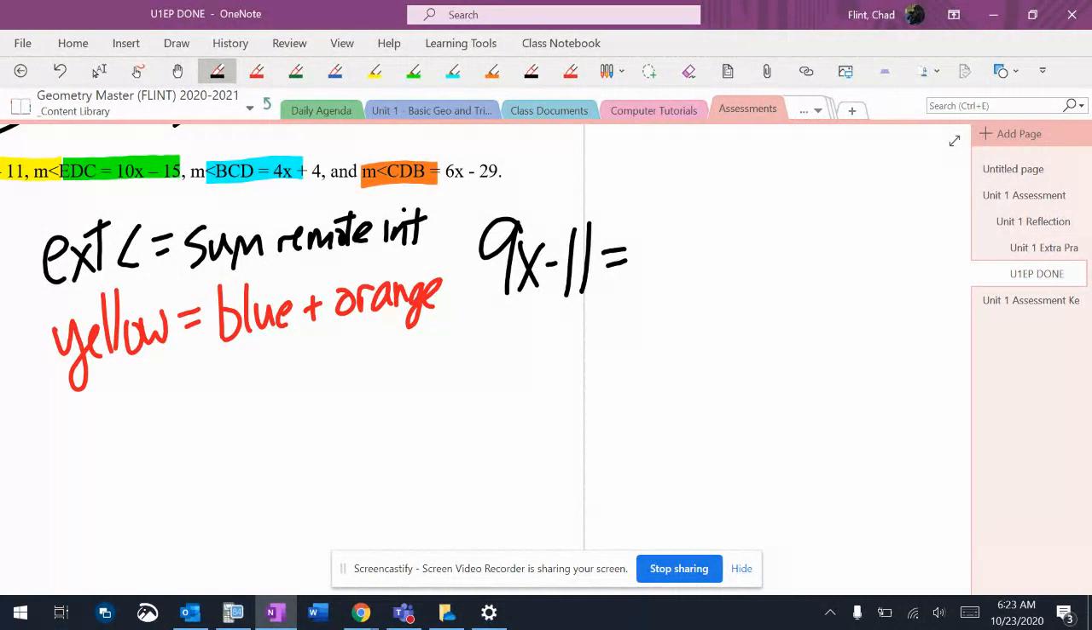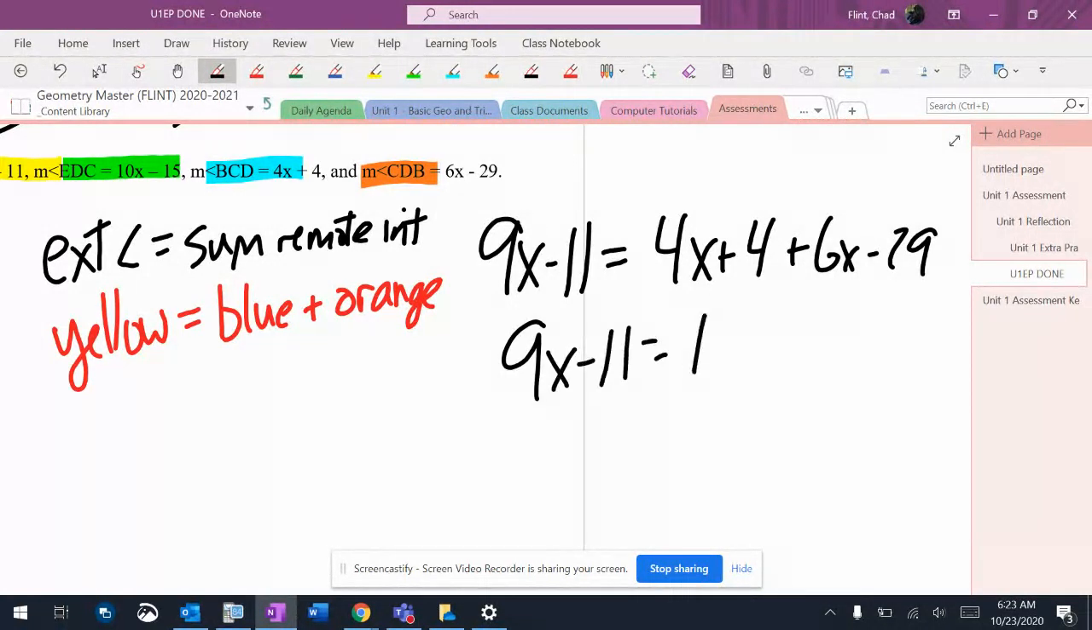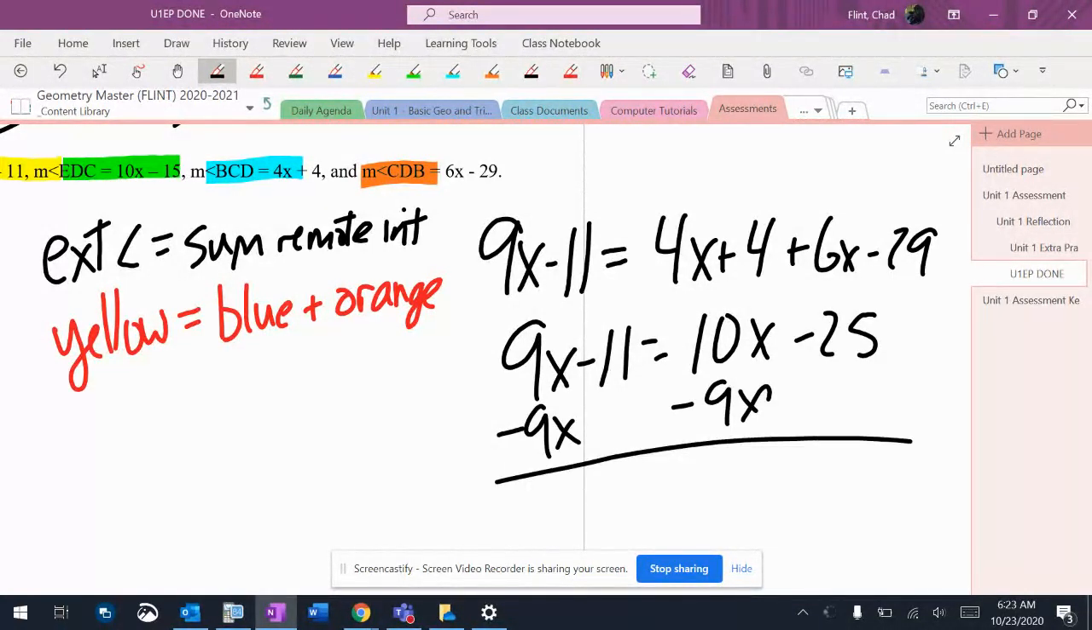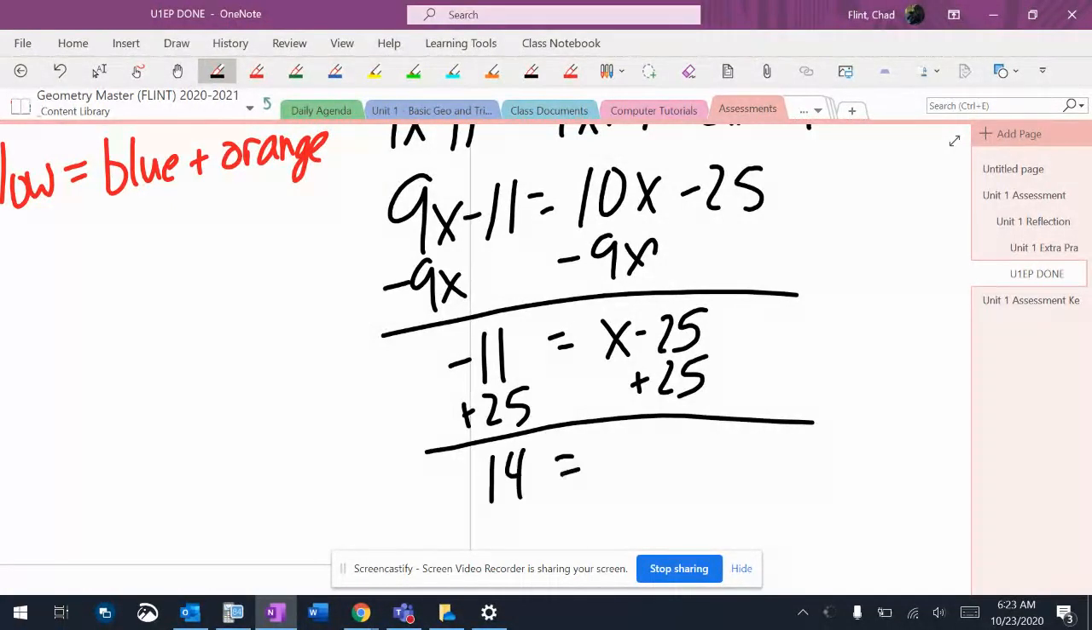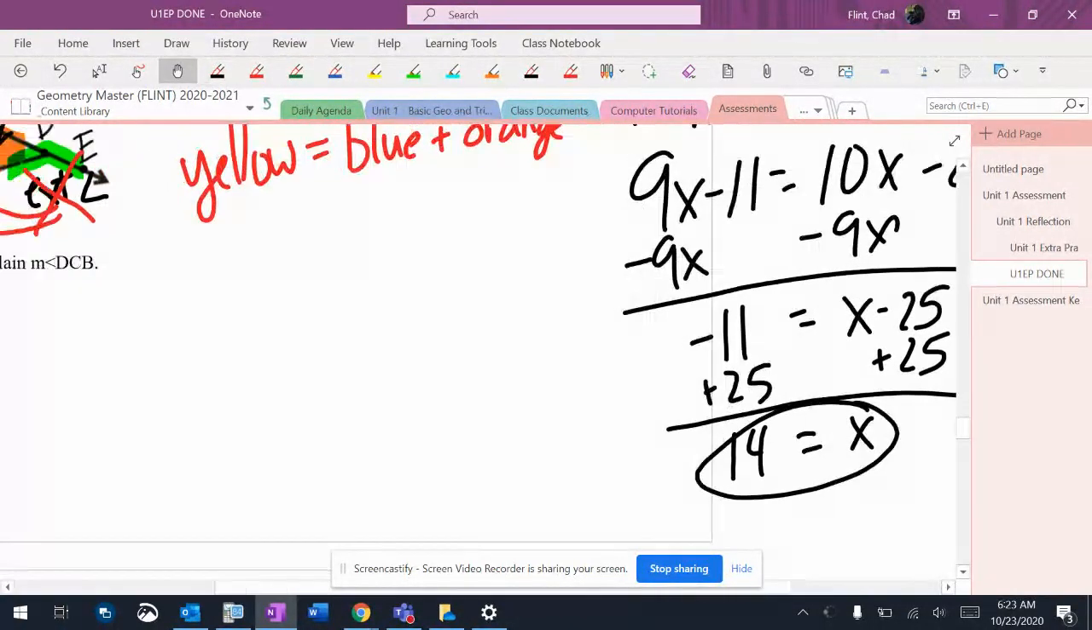So yellow equals blue plus orange. And I'm going to solve this. Minus 9x. I get negative 11x minus 25. 14 equals x. So now I know what x is. Now I'll deal with what the problem was.